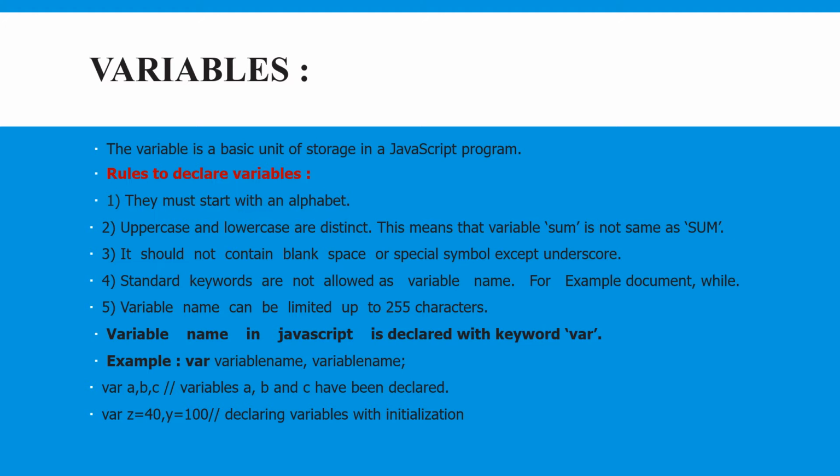Same, if you want to define the values for the variable, which are fixed values, these values are used as they are in the program for the particular variable. Now here variable z is equal to 40 and y is equal to 100. So it is known as declaring variables with initialization. So here the value of variable z is 40 and the value of variable y is 100, which remains the same throughout the program.